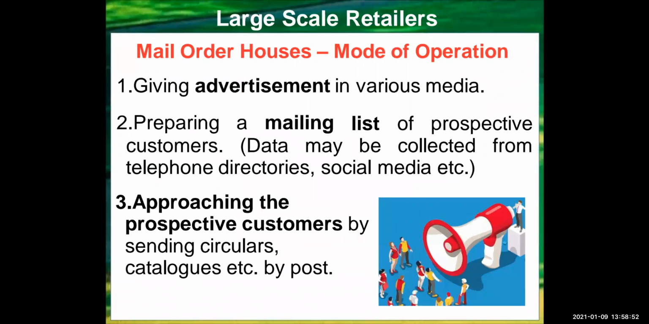Here, you just have to place the order through the various advertising media. For example, if the seller has advertised in a newspaper or magazine, you can order through mail, and then the seller would send you the goods through mail or post. So the mode of operation goes this way. First, giving an advertisement in various media, be it newspapers, magazines or journals. Secondly, preparing a mailing list of prospective customers.